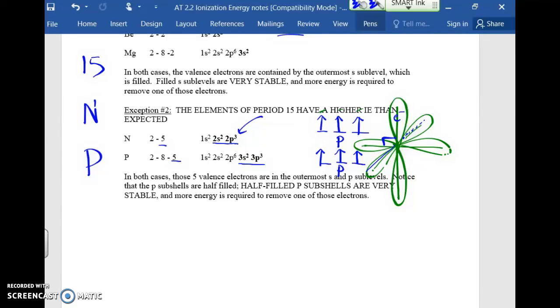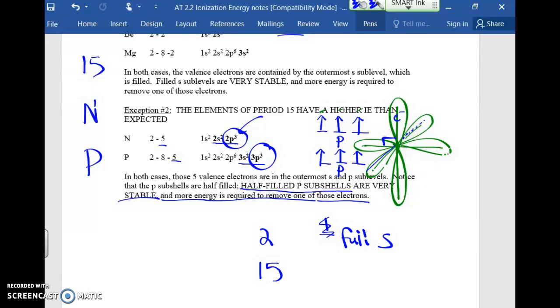And so we can say the following: a half-filled p subshell, in this case the outermost p subshell, is half-filled, and because it's so stable, more energy will be required. So it's all about either having, in the case of the group 2 elements, a full outer s sublevel, or in the case of group 15 elements, a half-filled outer p sublevel. This confers a good deal of stability and therefore higher ionization energies than we would generally expect.